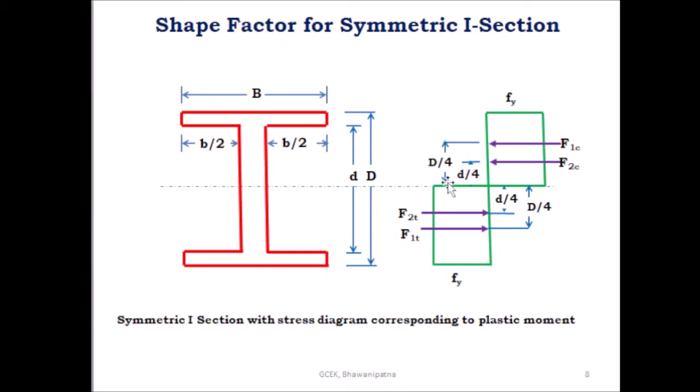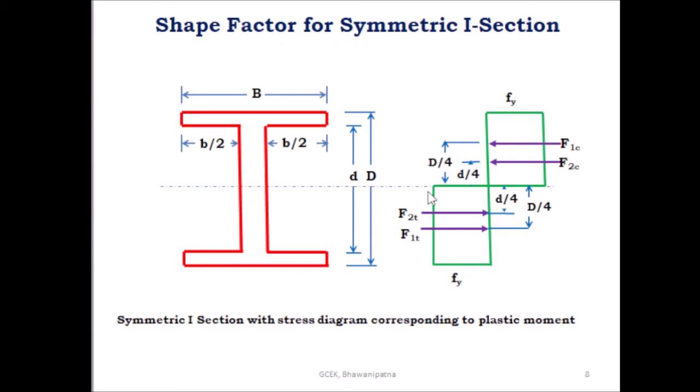This is the centroidal distance of the compressive force F1C, and this is the centroidal distance of compressive force F2C. This is for the hollow rectangular portion, and this is for the larger rectangular portion. Similarly, in tension, F1T is for the large rectangular section, and F2T is for the hollow rectangular section. So this is also small d by 4, and this is capital D by 4. So this is the symmetric I section with the stress diagram corresponding to plastic moment.